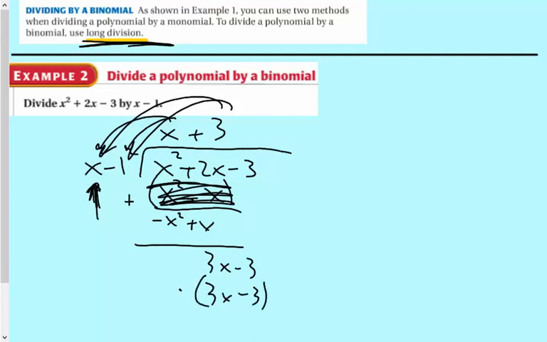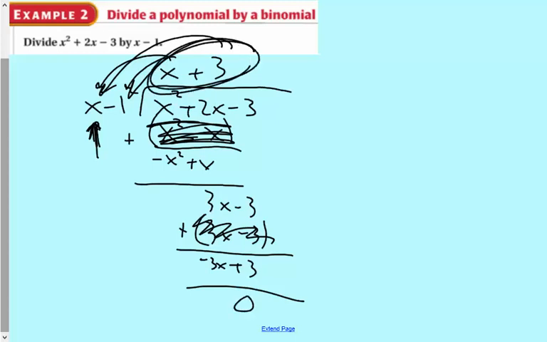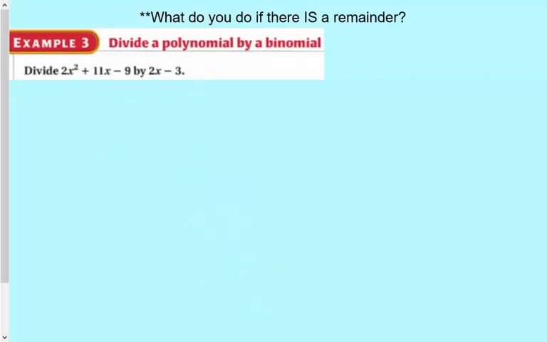And then I'm going to subtract again like we did before with long division. That turns into a negative 3x, positive 3x. And when we add them together, it gives me remainder 0. So your answer is x plus 3. And I know this seems really abstract and really weird. Bear with me here.